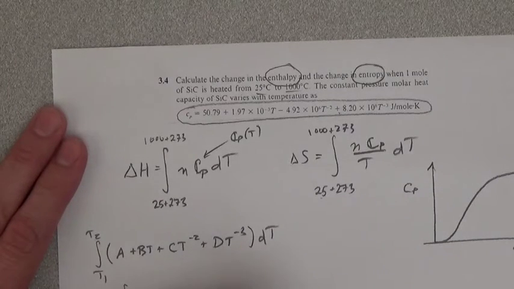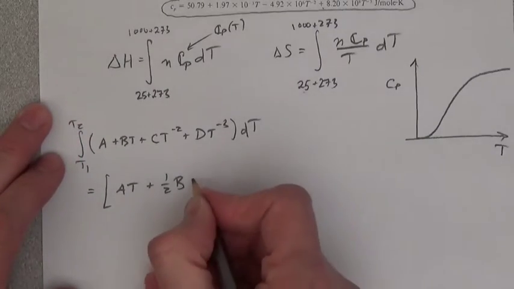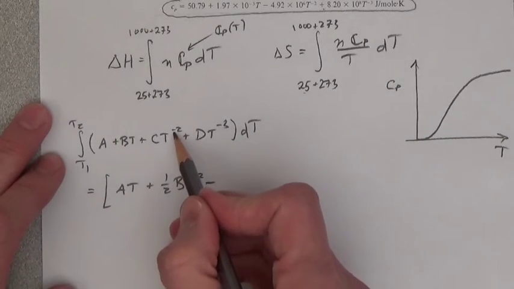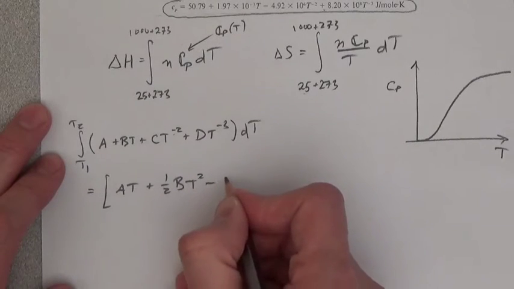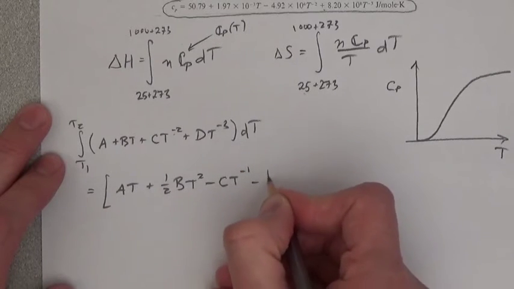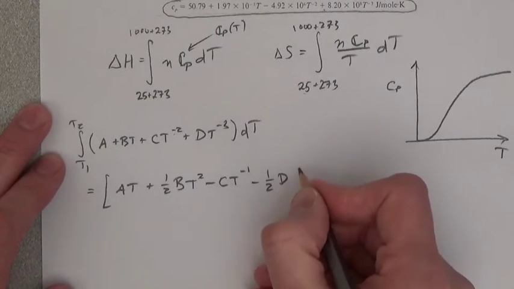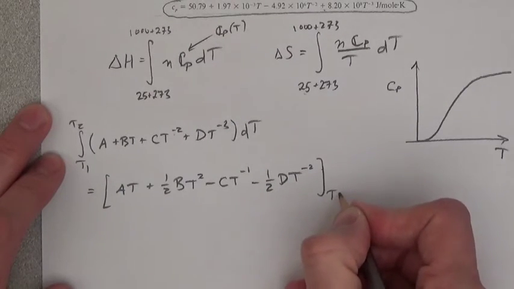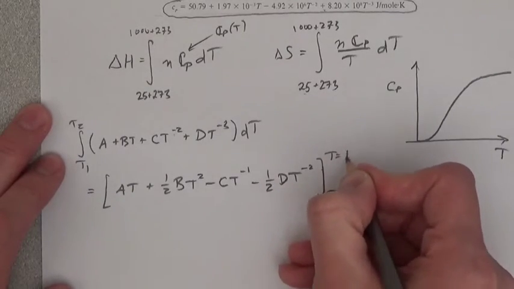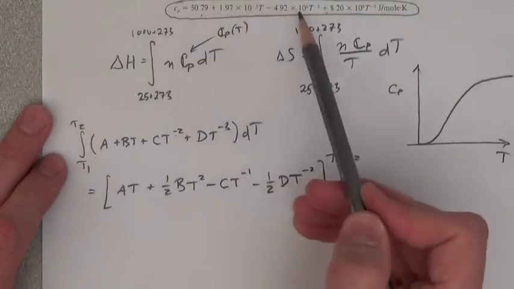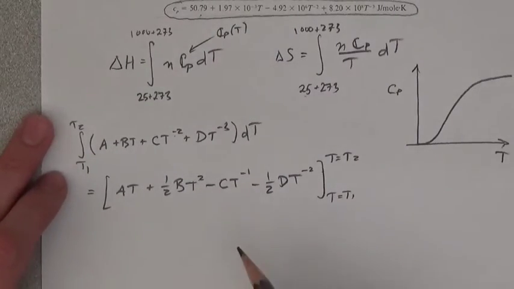a T plus 1/2 b T squared minus, that's because we got a negative in the exponent there, minus c T raised to the negative 1 minus 1/2 d T to the minus 2 evaluated at T equals T1, T equals T2. So we can simply substitute in our coefficients and get the answer for the enthalpy.